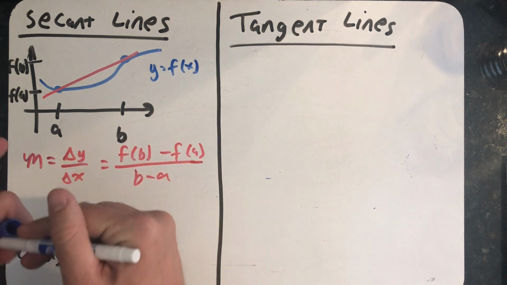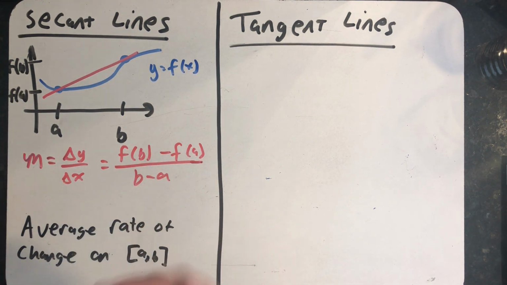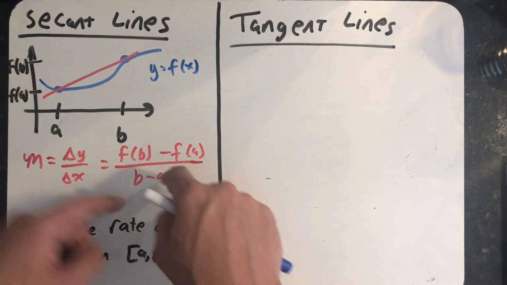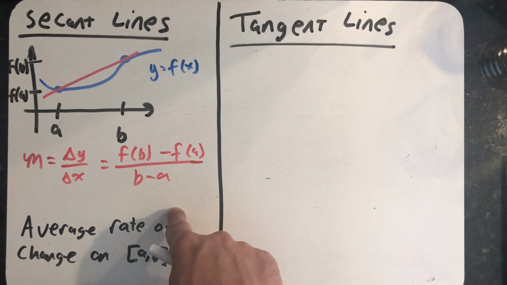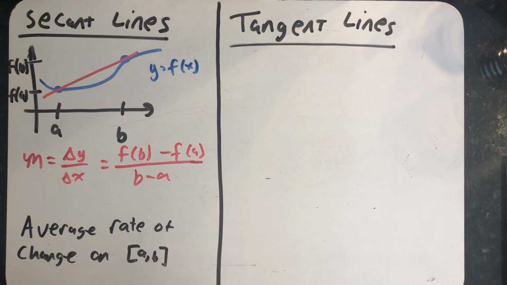I have 2 points on the graph, (a, f of a) and (b, f of b). And here I have the computation for slope: change in y over change in x. f of b minus f of a over b minus a. And that would give me an average rate of change on the interval from a to b.